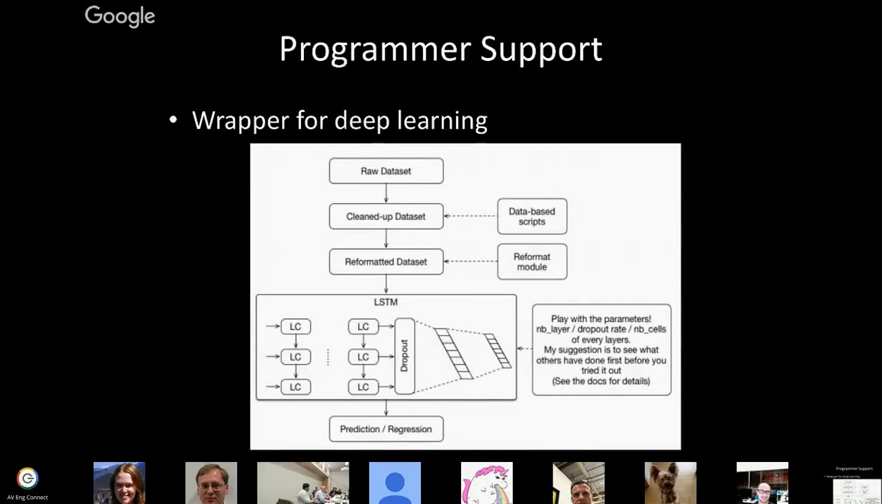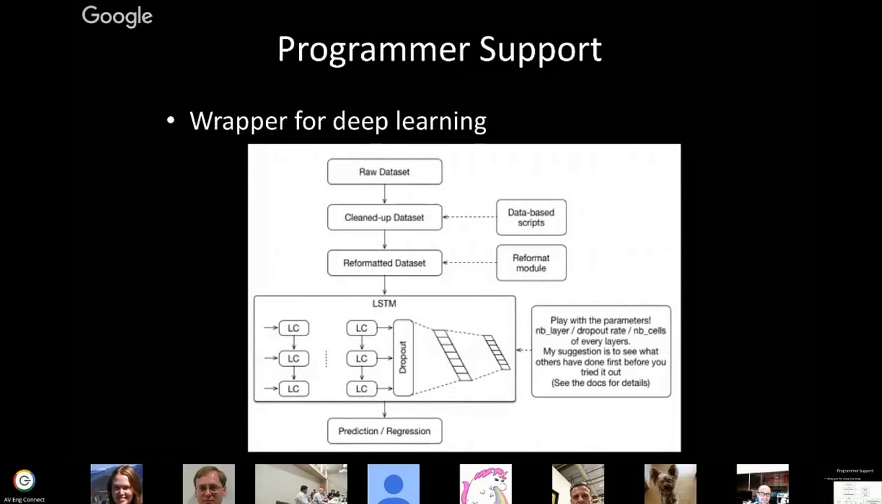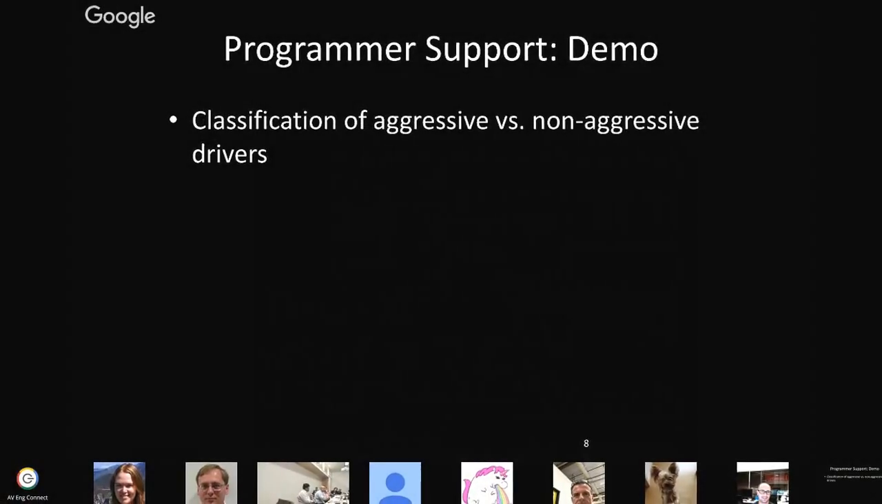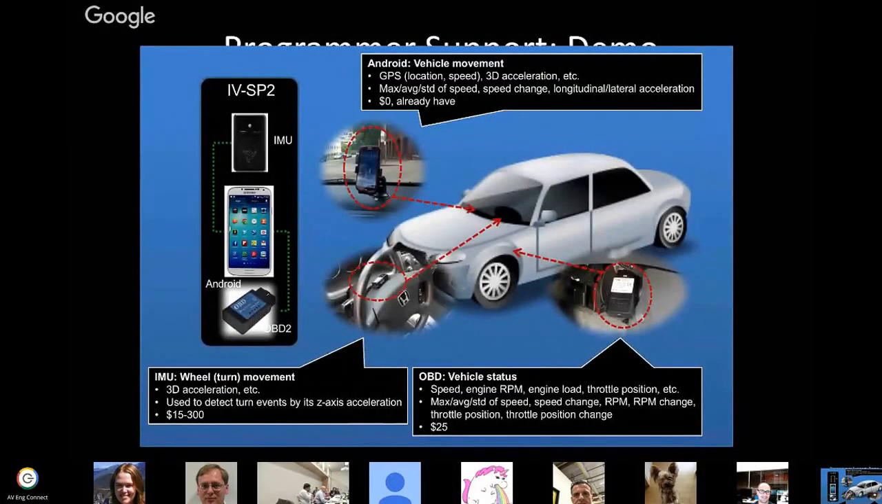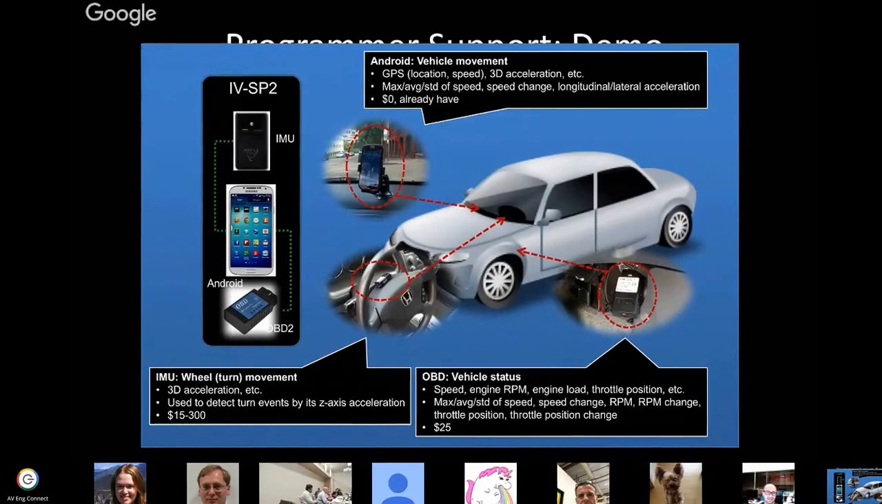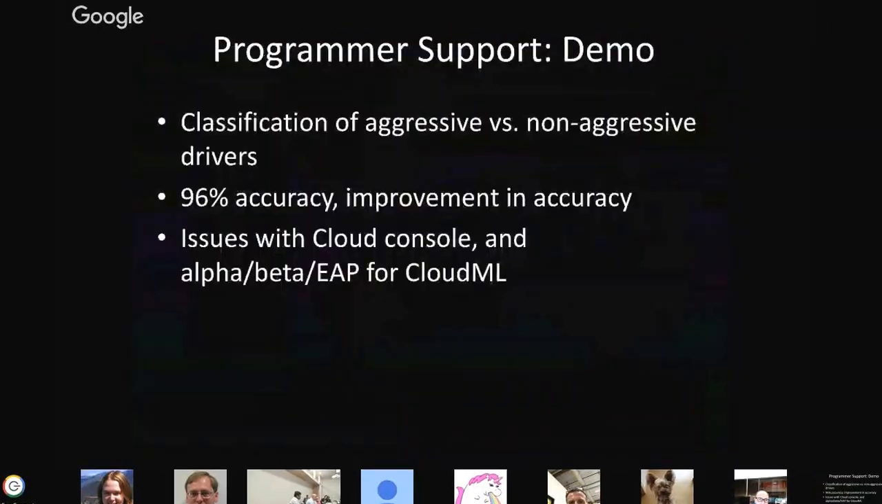And we applied this in a couple of different settings. The first setting was to look at classification of aggressive versus non-aggressive drivers. So in talking with various potential partners outside of Google and CMU, an area of interest to a number of our potential partners has been the connected car. So imagine you have your car where you can get data from an embedded IMU, a cell phone, as well as from the onboard diagnostic device. So you have all this data coming in.